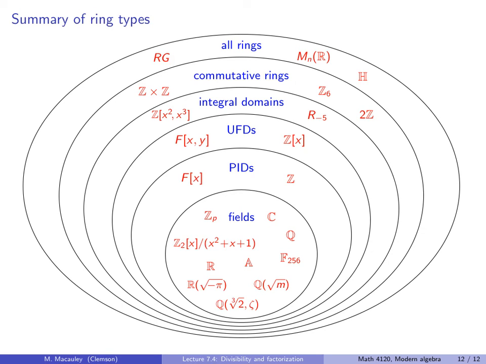Finally, there are rings that are not even commutative. For example, the Hamiltonians, the n by n matrices over R, or really over any field, and group rings, as long as G is non-abelian.